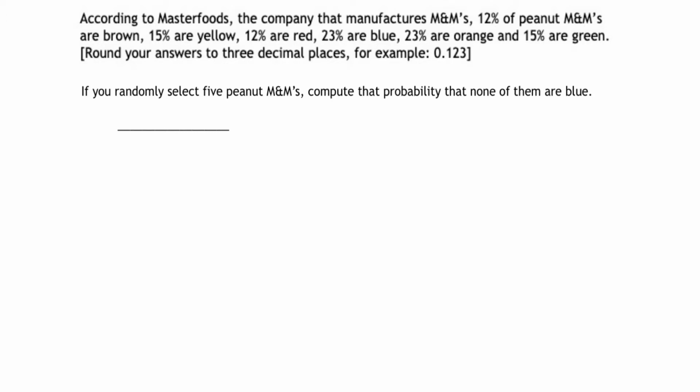First thing we note is that we're looking at selecting 5 separate peanut M&Ms. So that's the idea of having 5 independent events going on. 5 specific M&Ms that we're calculating. And we know that because these are independent choices, we can get their probabilities by multiplying them together. So we're going to multiply 5 events together. But on top of that, we have to consider the second part, which says that we want to know the probability that none of them are blue. So none of them are blue.